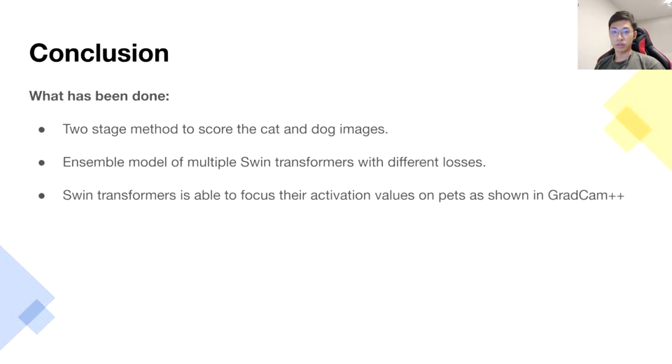In conclusion, on what we have done so far, we used a 2-stage method to score the cat and dog images. We also used the Swin transformer as our backbone, and ensembled multiple of them with different losses to achieve a better score. We have also used GradCam++ to display the activation values of our Swin transformers on the images. We found that it is actually focusing on the pets, which is amazing.